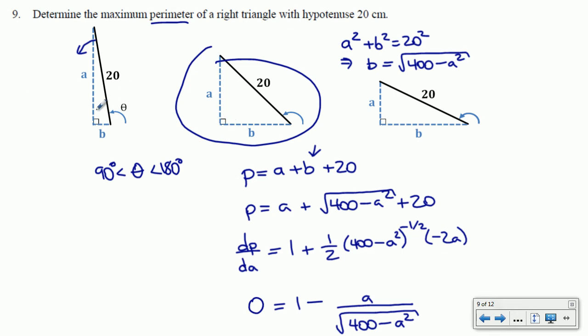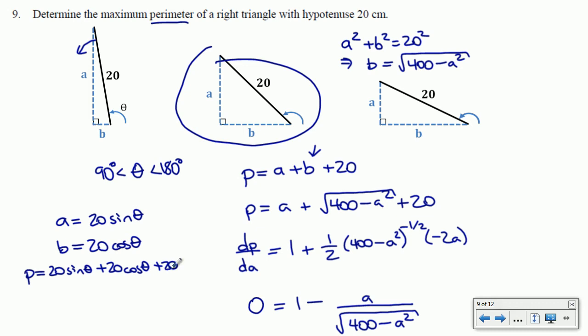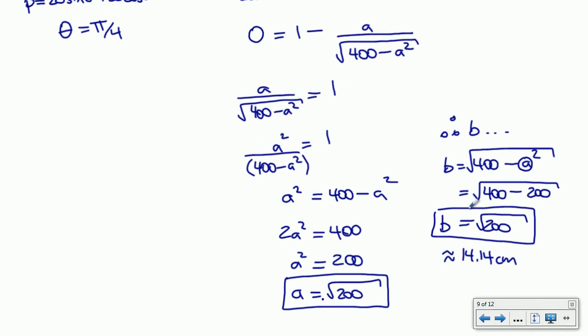Alternatively, what we could have done with this question is vary theta. We could have written a as 20 sine theta and b as 20 cos theta. Then the perimeter would be 20 sine theta plus 20 cos theta plus 20. And then we could take the derivative of this with respect to theta. Eventually we would get a critical number at pi over 4, which is the 45-degree case. It agrees completely with the solution we got using Pythagoras' theorem.